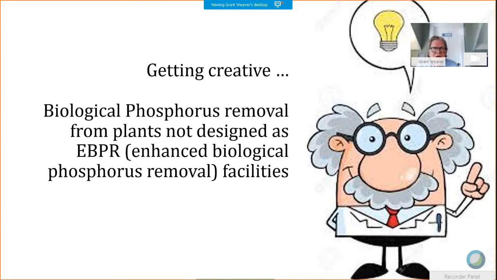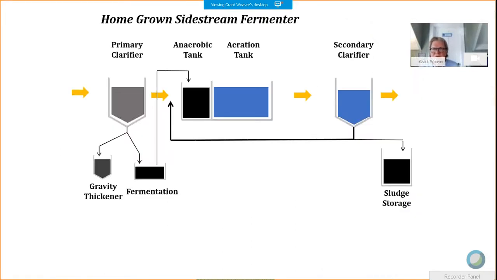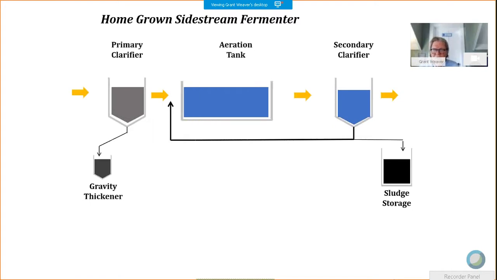So let's get creative now. Now the fun part. So your plant is not designed for phosphorus removal. How do you get that facility to remove phosphorus? Well, first I want to disassemble the design plant and make it look more like the activated sludge plant that we're here to talk about today. So there may be a primary clarifier, there may not be a primary clarifier. How do you get that kind of a facility to remove phosphorus? Is it a lost cause?